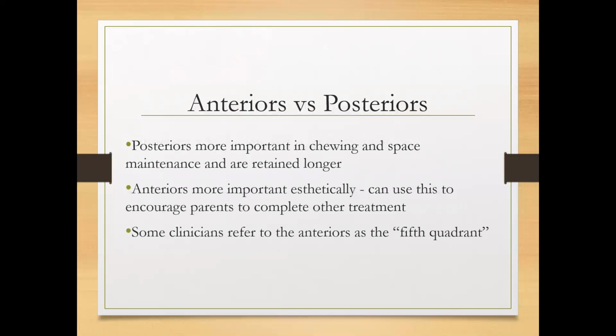And then another thing that comes up often is anterior versus posterior. Posteriors, in our opinion, are most important for chewing and space maintenance and are retained for a longer period of time. So we look at them as more critical. But if you ask a parent, they may disagree and view the anterior teeth as more important because of aesthetics. When the child smiles, they're seeing this brown spot or dark area in the front, and it's really concerning, and they want to have that taken care of. So you can use this to encourage parents to complete other treatment like their posterior teeth first, and then say we'll do the anterior teeth last.